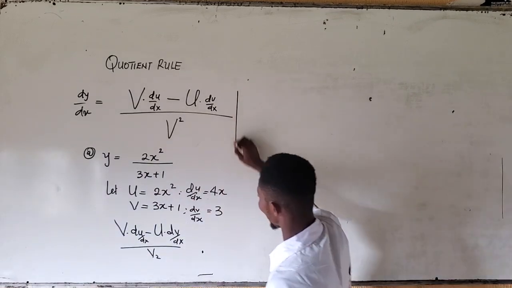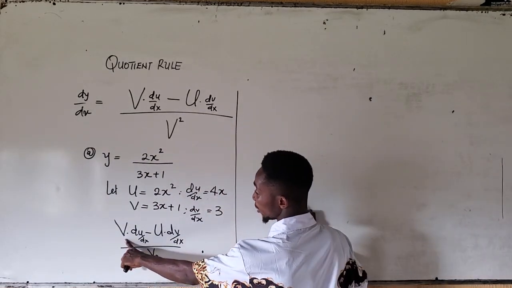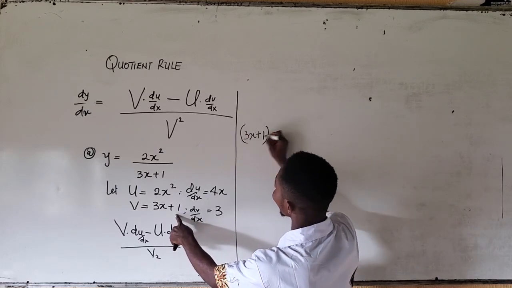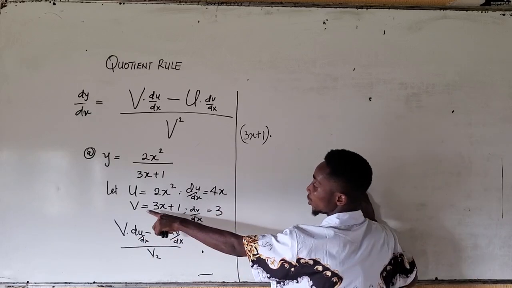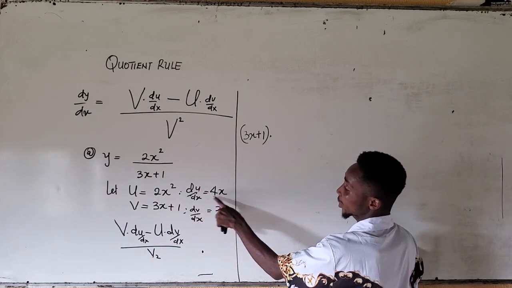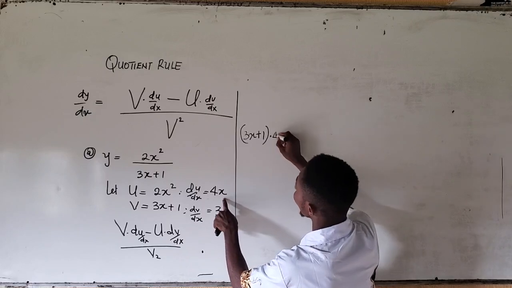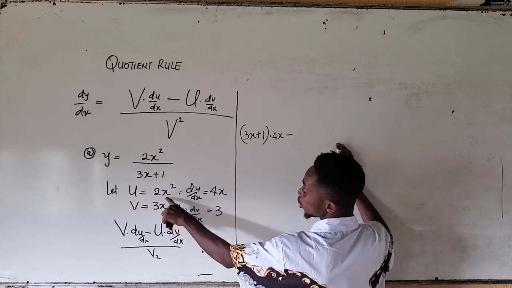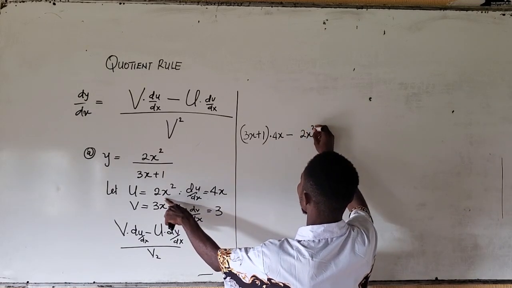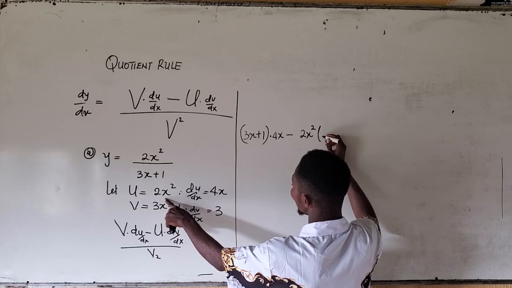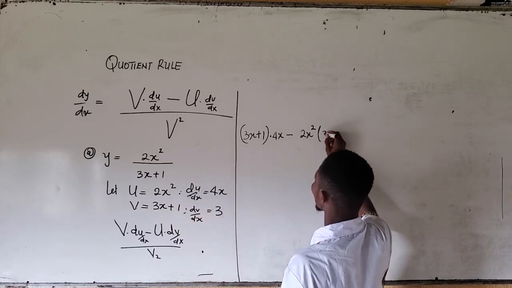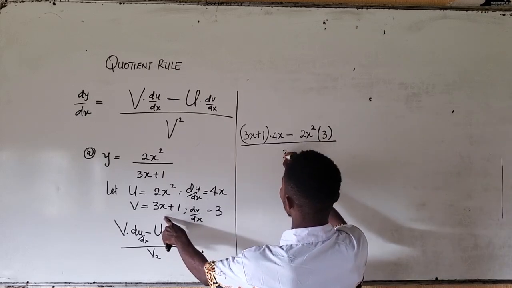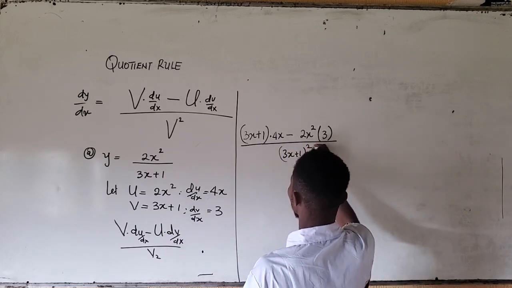So let's take this thing upwards. So what is my v? v is 3x plus 1. 3x plus 1 times du. This is v, this is du with respect to x. du is 4x, minus u times dv. u is 2x squared times dv. dv is 3, all over v squared. v is 3x plus 1, all squared.